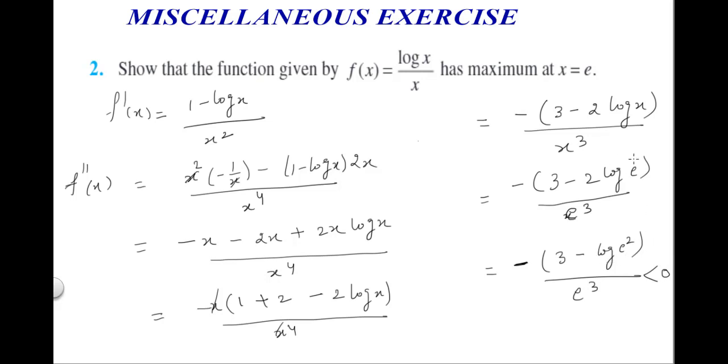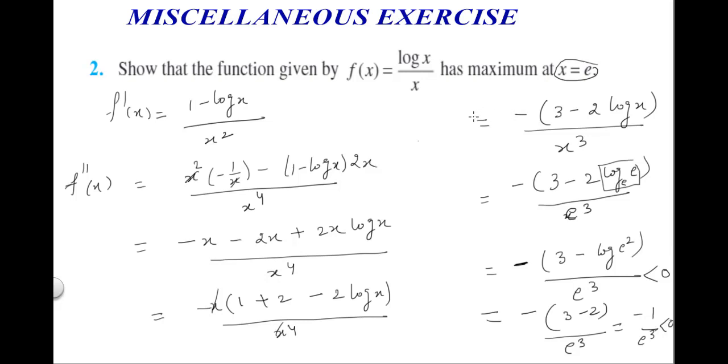Also, you can say it is again log e, and because it is a natural log, it will become 1. So we just have 3 minus 2. In a more simplified way, we can write it as minus 3 minus 2 divided by cube of e, which is minus 1 upon e cube, and it is less than 0. Hence at x equals e, the second order derivative is coming out less than 0. That means it is maximum at what value? At x equals e. This is what we had to prove.